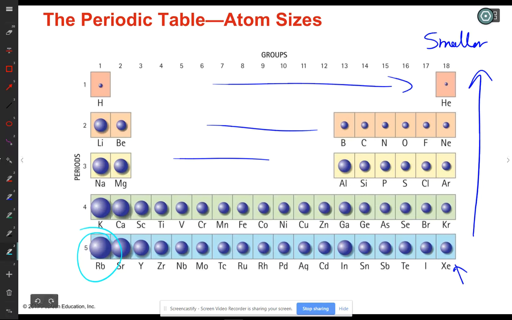So size, the largest is lower left, the smallest is top right. So because lithium and fluorine were on the same period, the one that's farther to the left is bigger, the one farther to the right was smaller. If they're in the same group, then the one that is farther up is smaller, the one that's farther down is bigger.